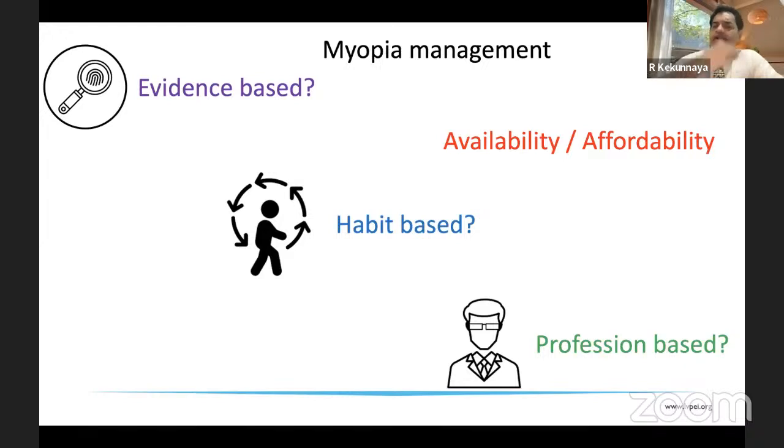Sometimes we think, okay, for every patient I'm going to give optical correction. So there are a lot of things. Even if there is evidence, the actual practice becomes what you see in this slide.